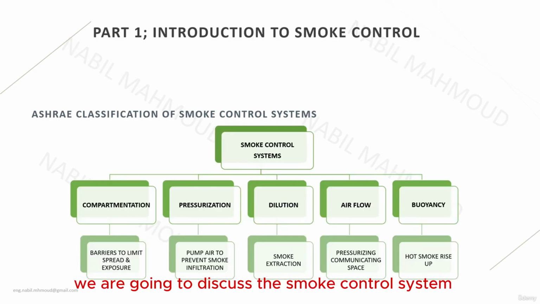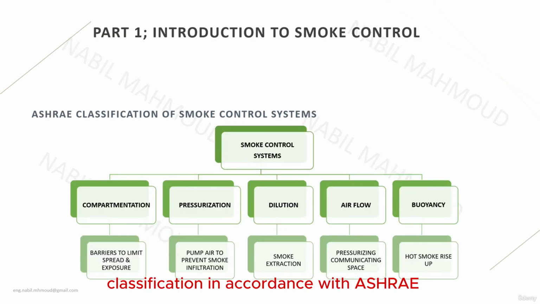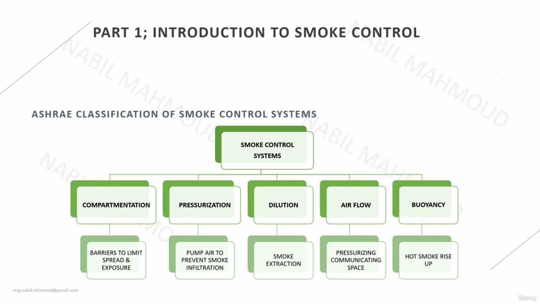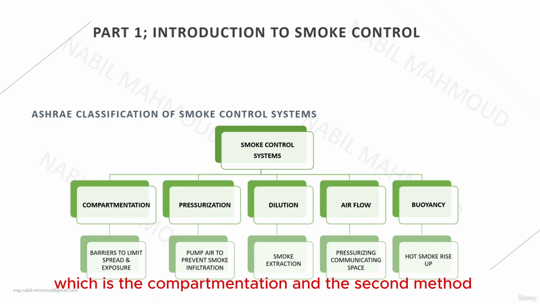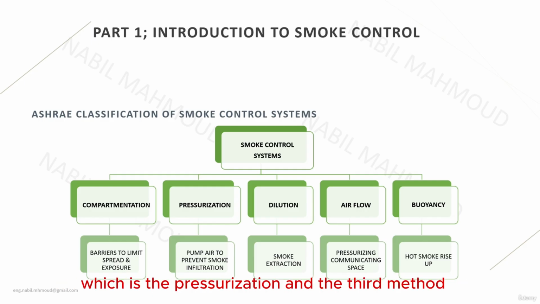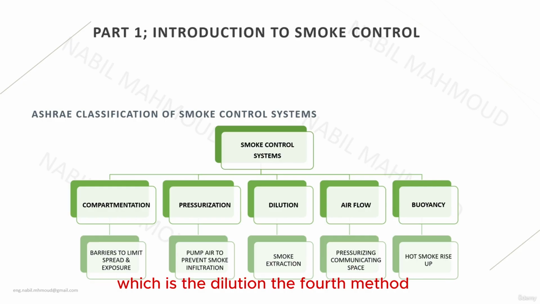So now we are going to discuss the smoke control system classification in accordance with ASHRAE. ASHRAE classifies the smoke control systems into 5 methods. The first method is compartmentation, the second method is pressurization, the third method is dilution, the fourth method is airflow, and the fifth method is buoyancy.